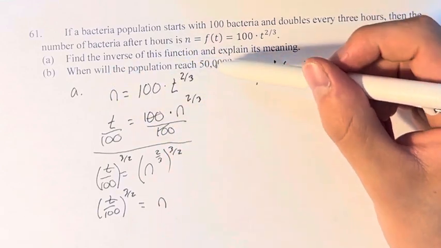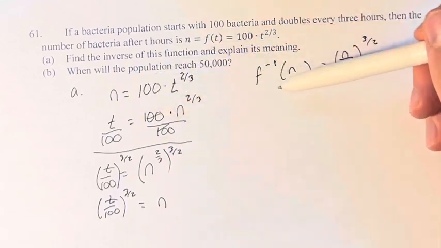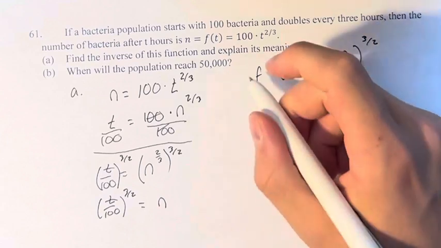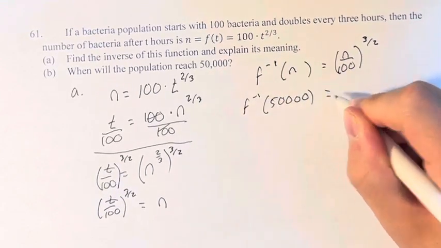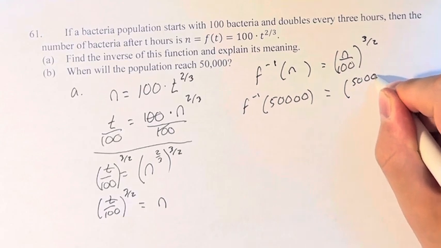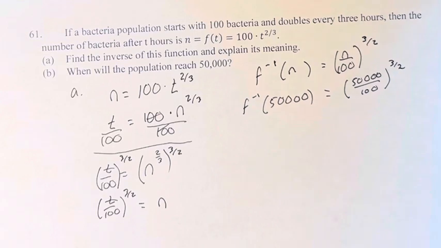When will the population reach 50,000? Time at a bacteria, we just have to plug in 50,000 into this equation. So f inverse of 50,000 equals 50,000 over 100 to the 3 over 2.